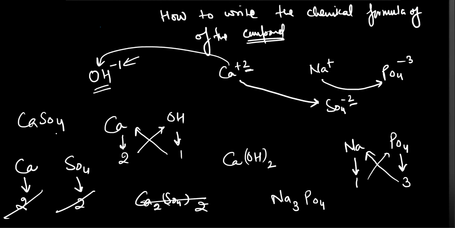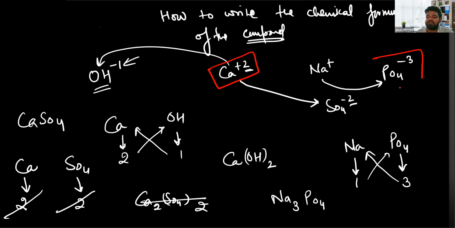Sorry, I didn't understand. You will understand this one. Wait a minute. First, we will remember this one. First, let's study. Next, if we need to make a bond between calcium and the phosphate ion, when they join together, what will the compound formula be?